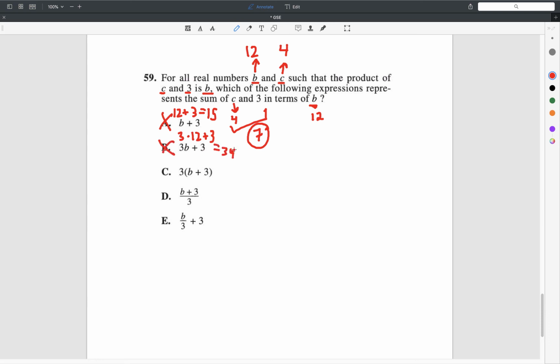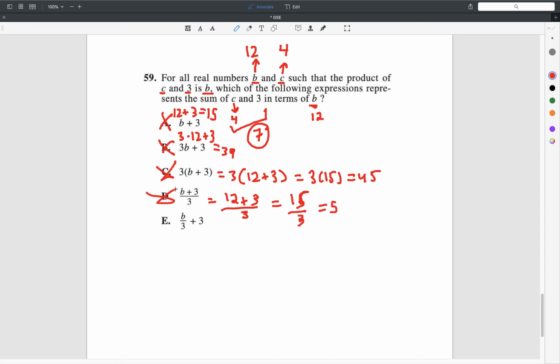That's gone. For C, let's see what this equals. B, again, is going to be 12. So this is the same thing as 3 times 15, which is 45. That's not what we want. Let's try D out here. So that would be 12 plus 3 over 3, which is 15 over 3. And that is 5, which again is not what we want. So that's gone. And then for E here, that would be 12 divided by 3 plus 3, which is 4 plus 3, which is 7, which is what we want. So E is our correct answer.